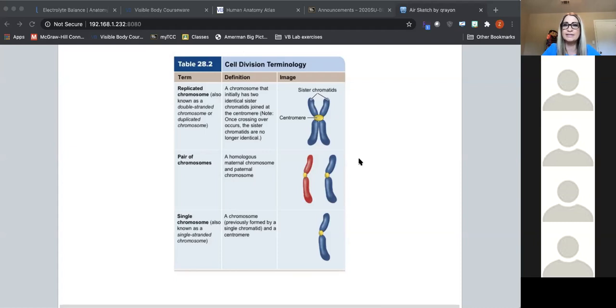And we use the designation 2N to show a cell that is a diploid cell. Cells that have 23 single chromosomes are called haploid cells, and these are your gametes. So your egg cells and your sperm cells are the haploid cells, okay?